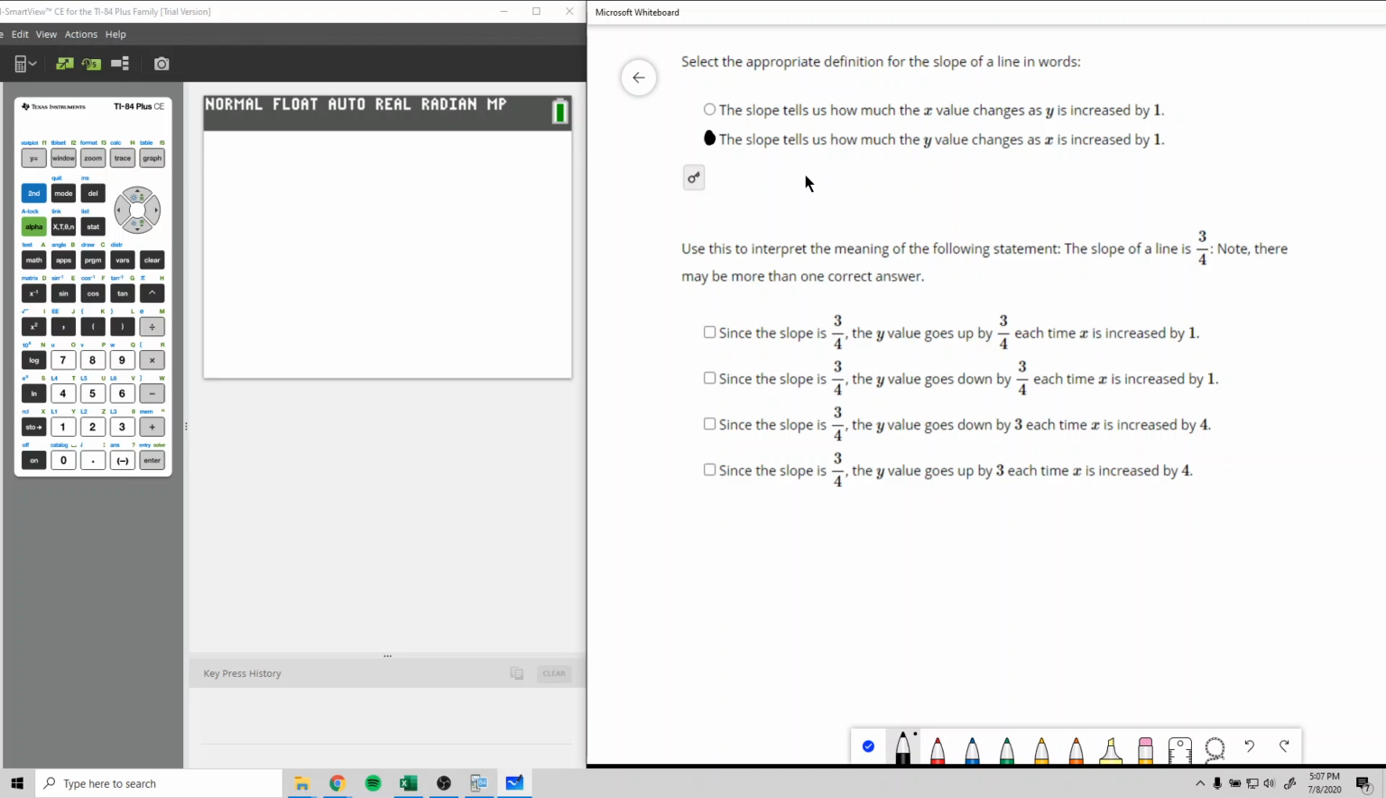A little side comment here is if the slope is positive, then the y value will increase, y goes up. And if the slope is negative, then y goes down.